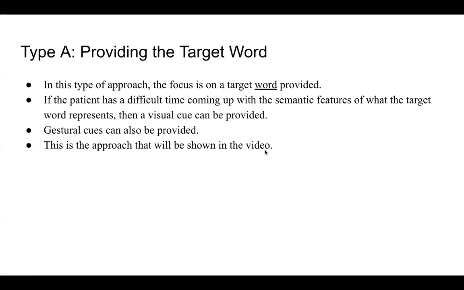So type A is for providing the target word. This word can be either spoken or written or both. Once the word is provided, the patient will use the semantic map to fill in the semantic features of what the target word represents. A visual cue in this approach would be a printed image of what the target word stands for, and this cue allows the patient to pair the visual components to the written term, which can help the client recall certain features. An example of a verbal cue would be a fill-in-the-blank statement, giving them a verbal hint or asking them a question that might encourage a correct response or more support for the client. And this is the approach that we will see in the video.